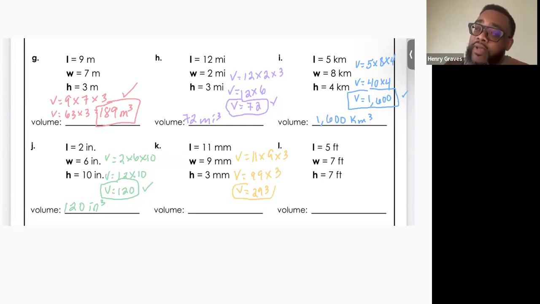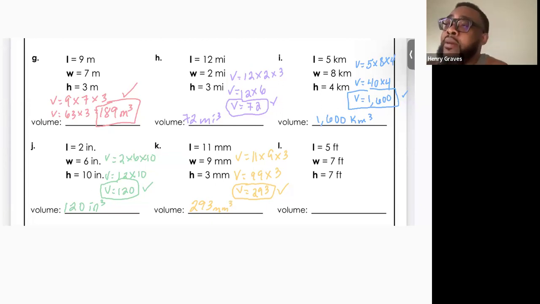297 millimeters cubed. There we go. Oops, that 3 looks ugly, so let me fix that. There we go. All right, and then the last one, I. My volume for this one is going to be 5 times 7 times 7. So my volume is going to be 5 times 49. 245.